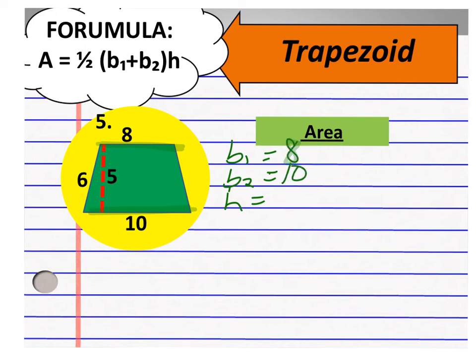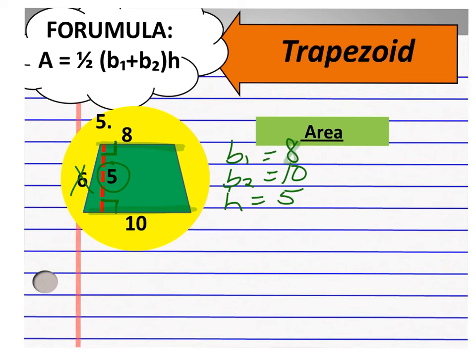8 and 10. Now the one that connects them at a 90-degree angle. See this 90-degree angle and this 90-degree angle. That is connected by the 5. Do not use that slant height. And that eliminates one you should not use.